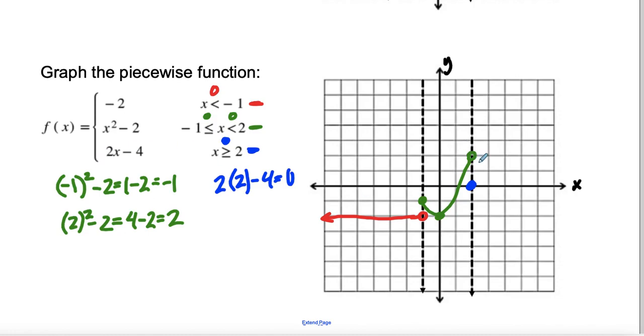And next I know my slope is 2, so I'm going to go up 2 and over 1. Or you could input x equals 3. You would get 2 times 3 minus 4, which is 6 minus 4, is 2. And either way, you have a line going up with a slope of 2, and you put an arrow because that one would go towards infinity. And now you're done with the second one.